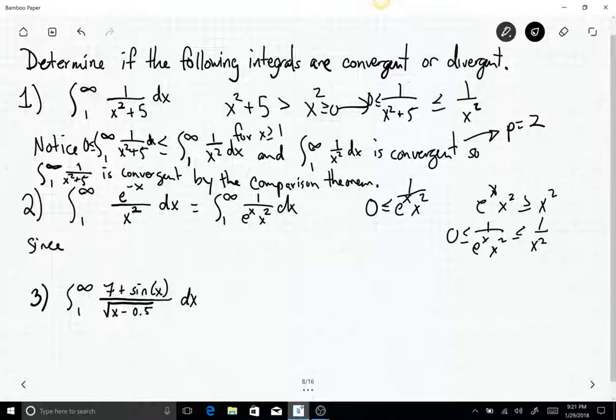So we have that piece, we have the inequality that we're looking for, since the integral from 1 to infinity of 1 over x squared dx converges. We find the integral from 1 to infinity of 1 over e to the x squared converges by the comparison theorem.